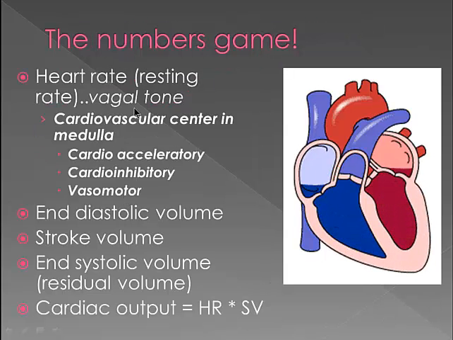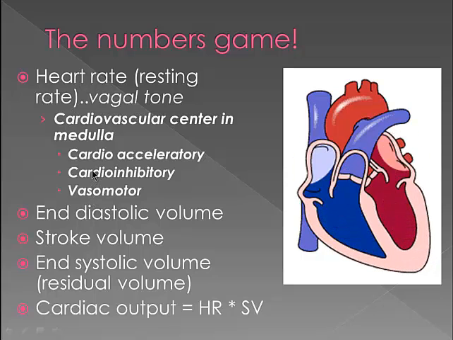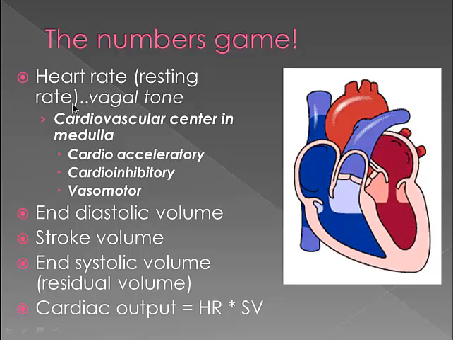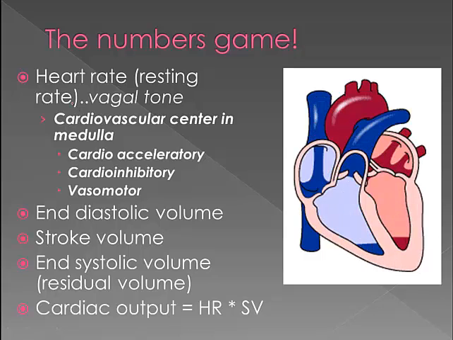So here let's look at the numbers game. We have a few numbers and volumes that we will pay attention to. The first is the heart rate, which is called the resting heart rate. The resting heart rate is normally about 72 beats per minute, but it could be anywhere from 65 to 75. That's quite normal.